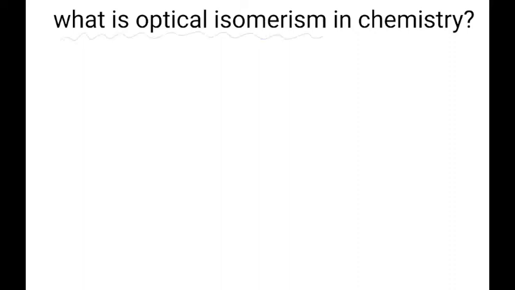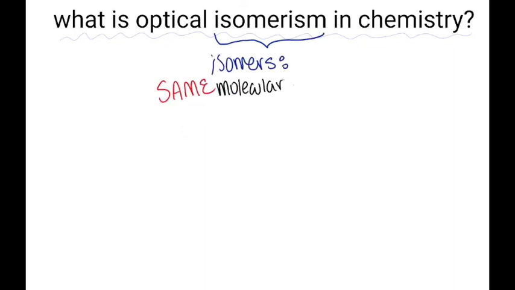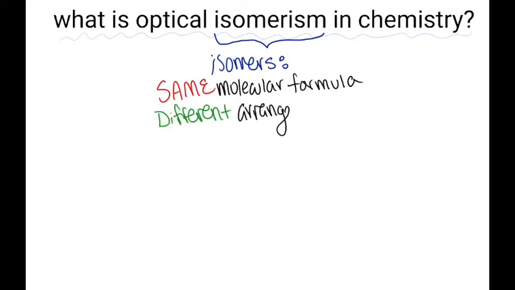Hey guys, so a classmate asked, what is optical isomerism in chemistry? To understand optical isomerism, we first have to understand what isomers are. Isomers are molecules that have the same molecular formula, but have a different arrangement of the atoms in space, which does not include changes in arrangement due to the molecule rotating as a whole or rotating about particular bonds.